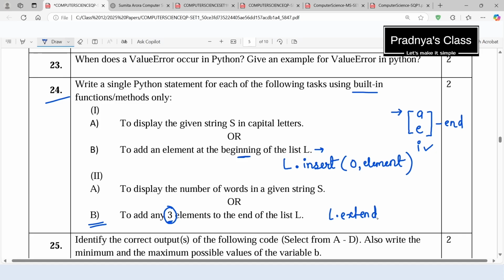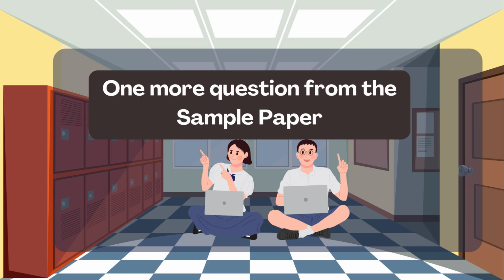L.extend. The extend method takes the list. So let's write 3 elements. Let's name them element 1, element 2 and the third element will be element 3. We got our answer.